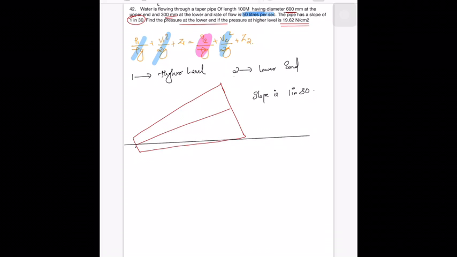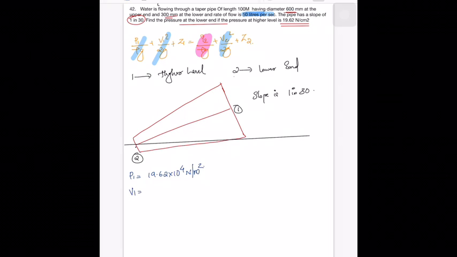Now let us write the P1, P2, V1, V2, Z1, Z2 terms. So this is section 2 and this is section 1, because we have considered 1 at higher level. Let us start doing. P1 equal to 19.62 Newton per centimeter square, that is 19.62 into 10 raised to 4 Newton per meter square.